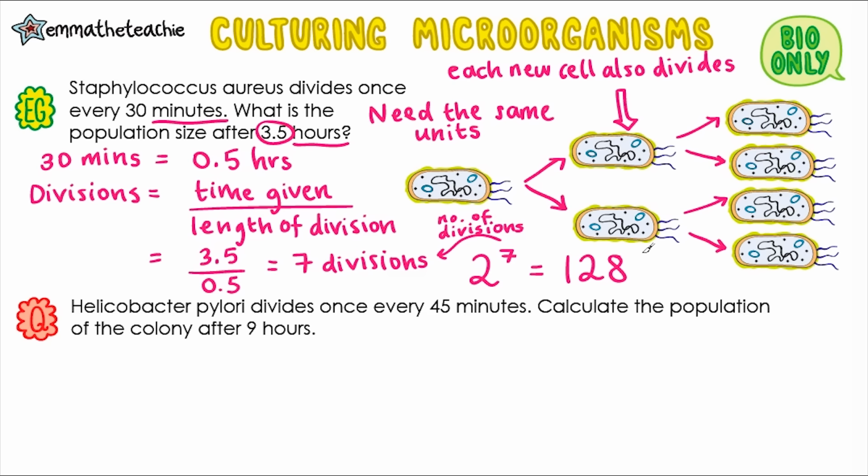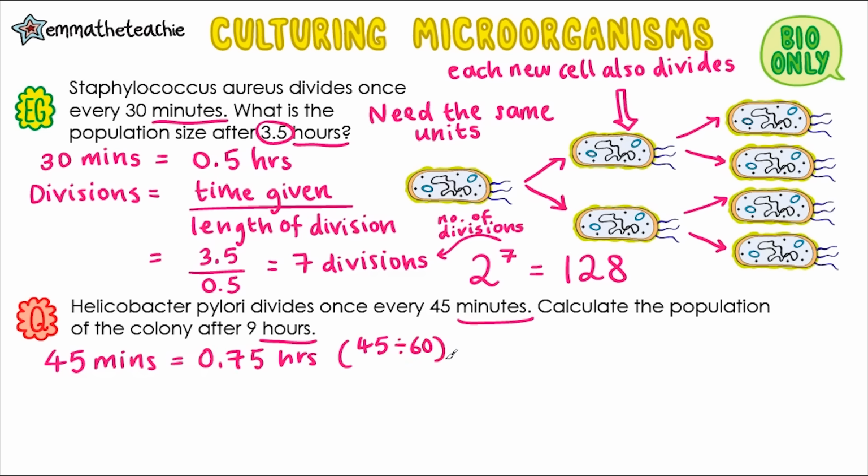Ready? So, Helicobacter pylori divides once every 45 minutes. Calculate the population of the colony after 9 hours. So again, our units aren't the same, so we're going to turn the minutes into hours. And that gives us 0.75 hours when we divide 45 by 60.